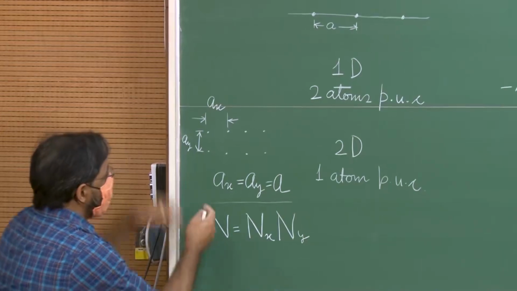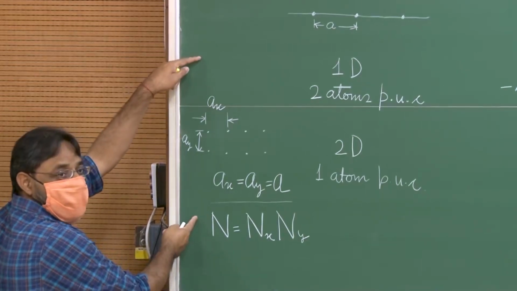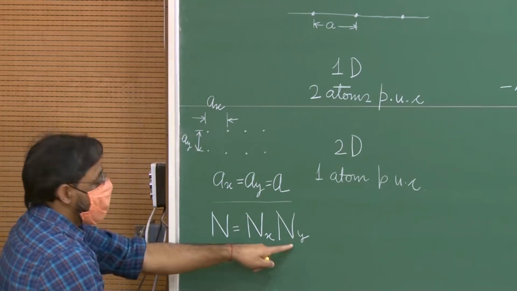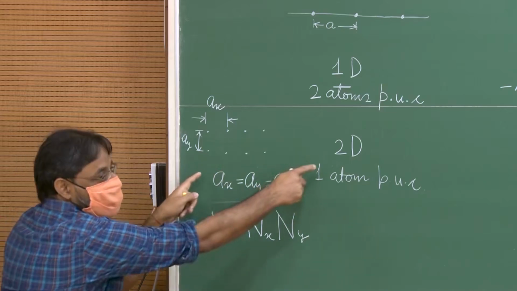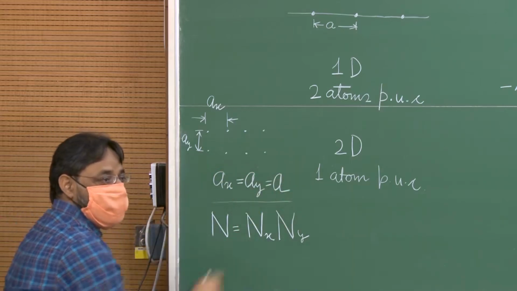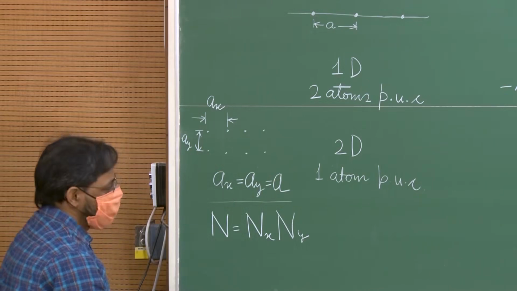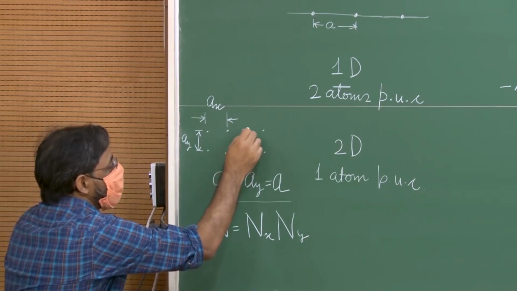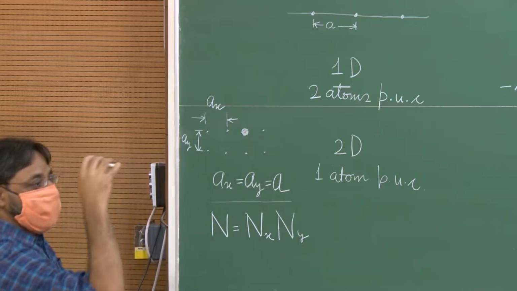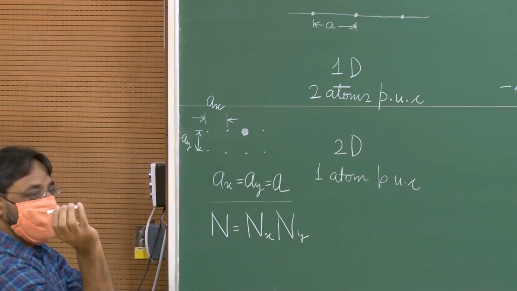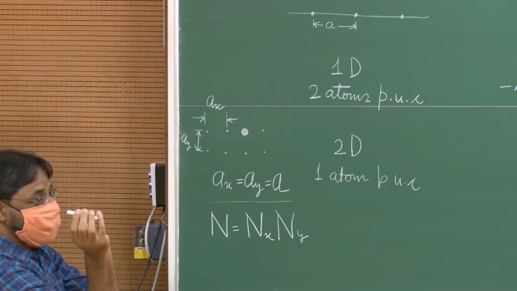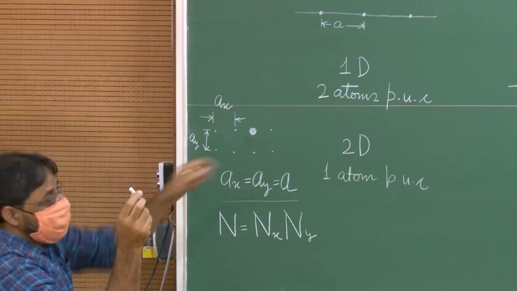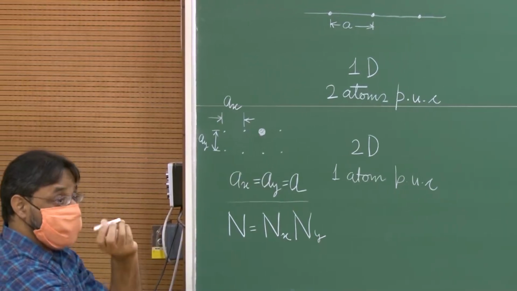And the length of the lattice along the y axis will be Ay times ny, and along the x axis Ax times nx, right. So these are simple things. Now, here you have an atom. How many degrees of freedom does this atom have? This atom has 2 degrees of freedom, right.